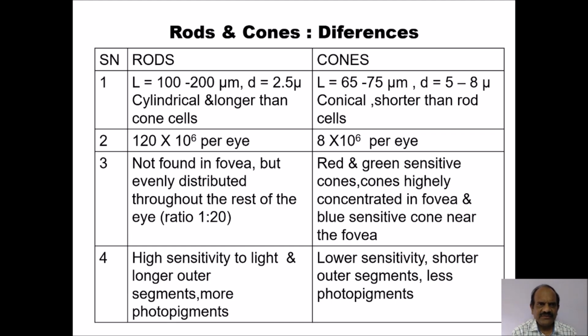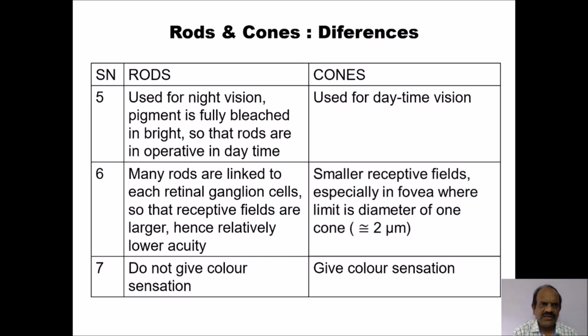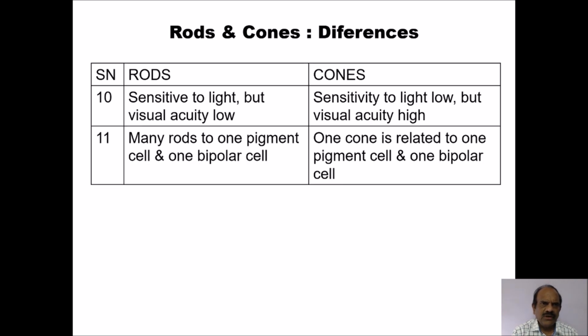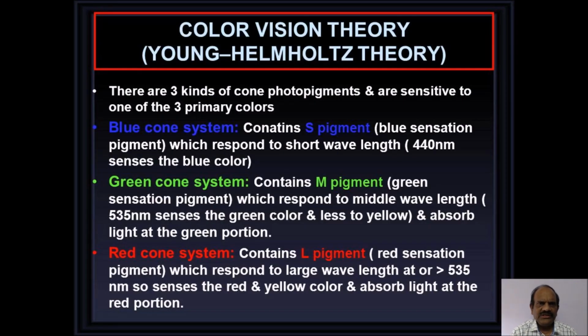Today I am going to present the second part of my lecture on human vision. If you remember, last time we studied the structure of the eye, and the last point we discussed was the difference between rods and cones. If you look at this slide, you will find that we have studied many properties of rods and cones. Now we are going to study color vision.